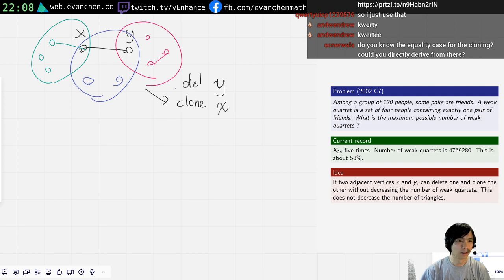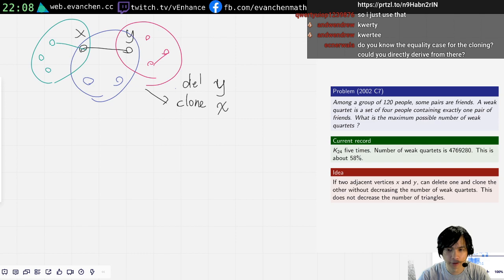Do you know the equality case for cloning? Could you directly derive from there? So it depends on which equality case. I guess what we can do is, yeah, actually that's a good idea.